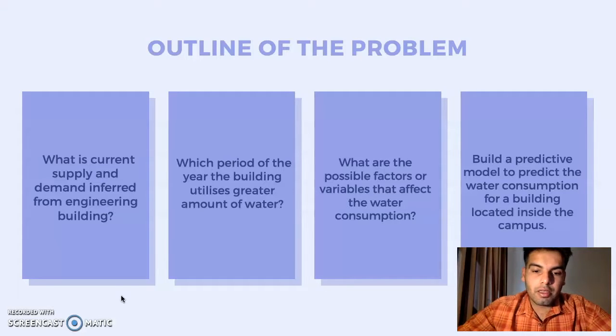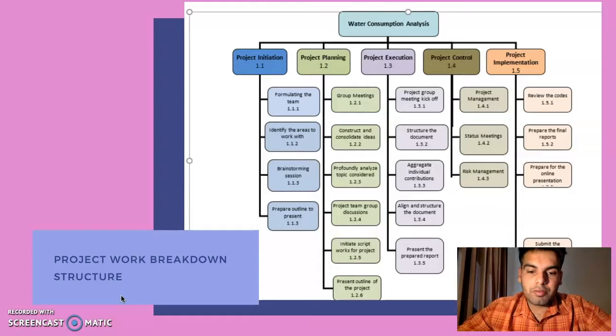inside the campus. Now, talking about the project work breakdown structure, our project water consumption analysis could be divided into five major phases. The first phase was the project initiation, which included activities like formulating the team, getting to know each other's strengths and weaknesses, and working on them. The second was the project planning phase. In the project planning phase, we held group meetings, constructed and consolidated ideas, profoundly analyzed the topics considered, and finally we moved to project execution after that.